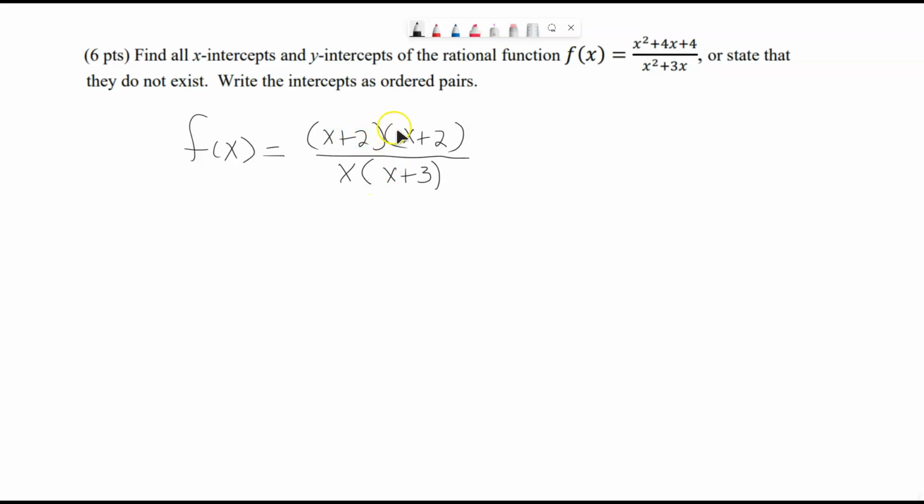But the numerator can equal 0, and that happens at x equals negative 2, then the whole fraction is 0. So notice, if x equals negative 2, f of negative 2 would be 0 times 0 over whatever it is. I guess it's negative 2, but it's 0. So that means that this, in ordered pair form, is the x-intercept.